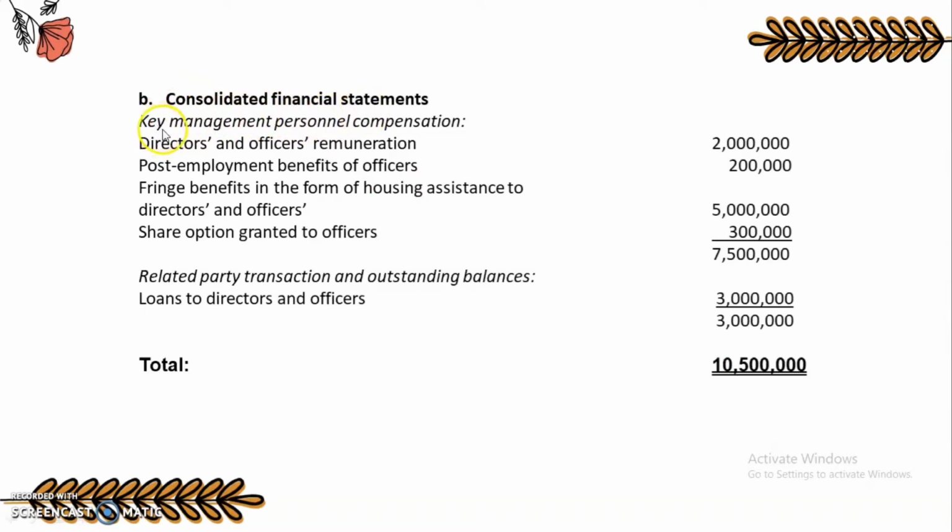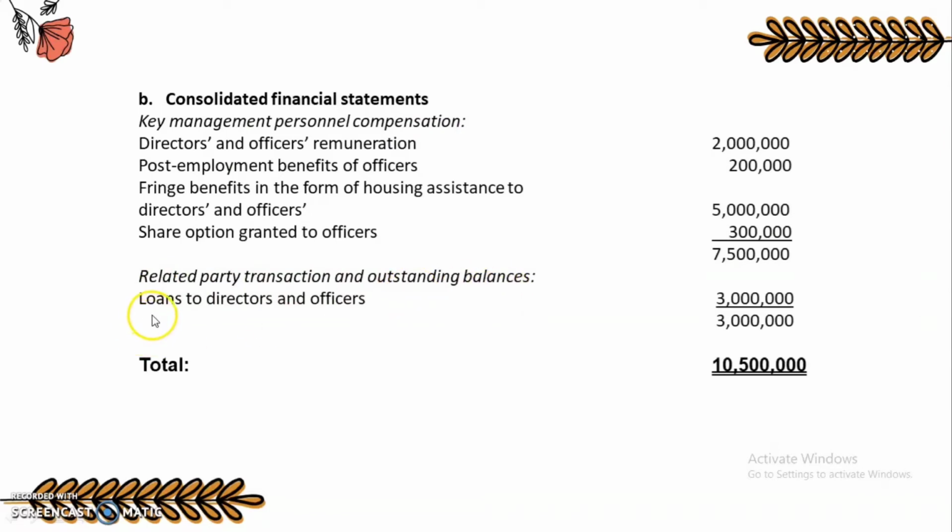So, for the key management personnel compensation: directors and officers remuneration 2 million, post-employment benefit 200,000, fringe benefit 5 million, share option granted to officer 300,000. It is just the same as requirement A, key management personnel compensation. Ang may iba lang ay yung related party transaction and outstanding balances.